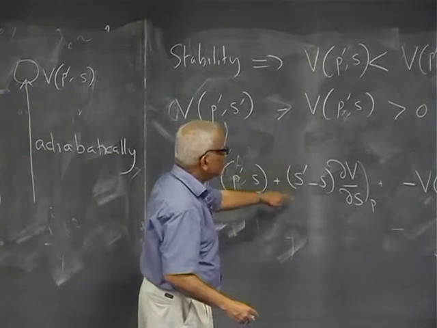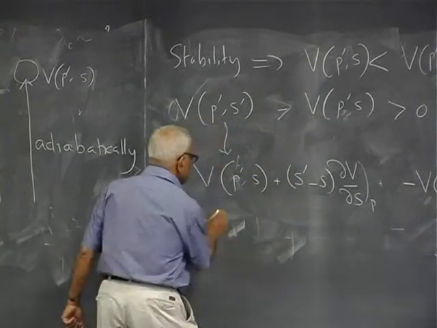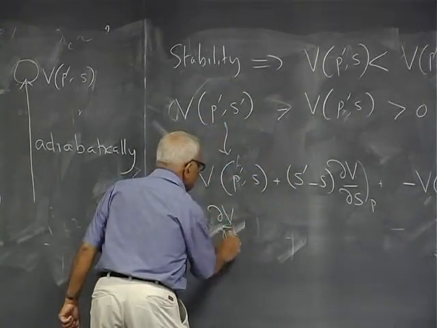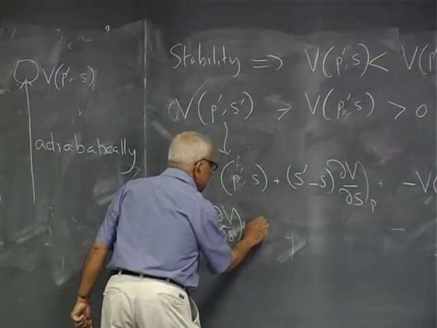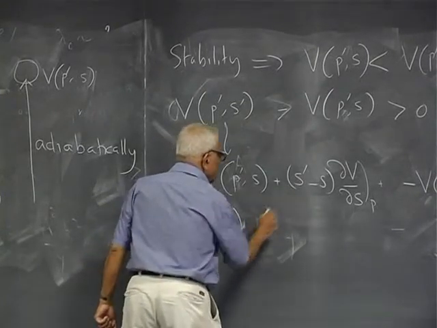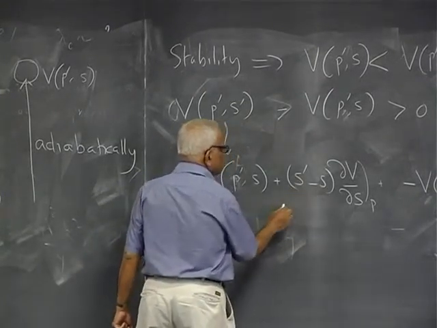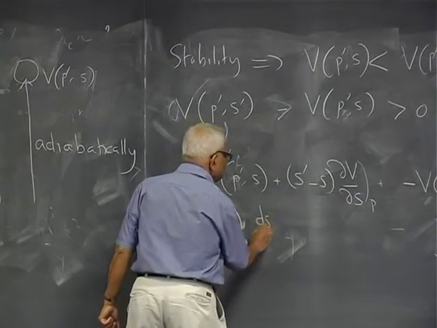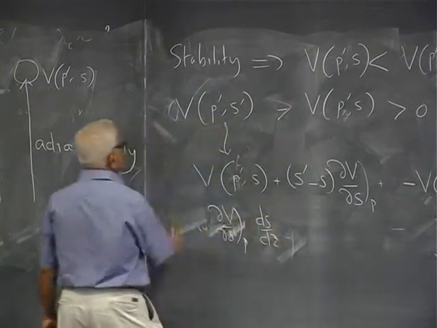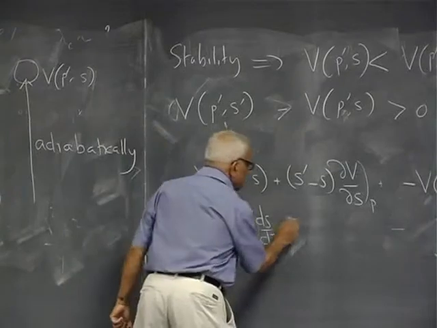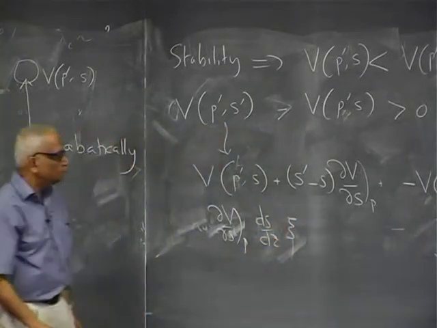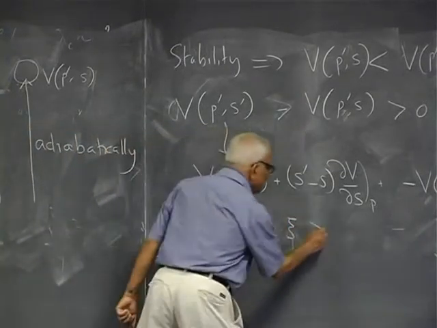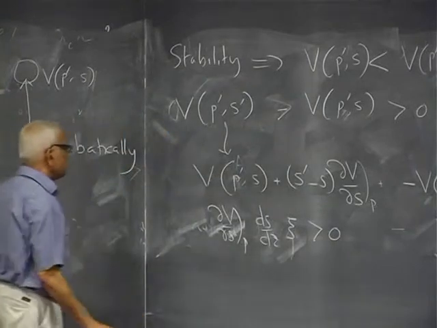So this is entropy. So it is del V del S at P times dS. So S prime minus S is dS dz. Z is the height over here times the displacement xi. That has to be greater than 0.